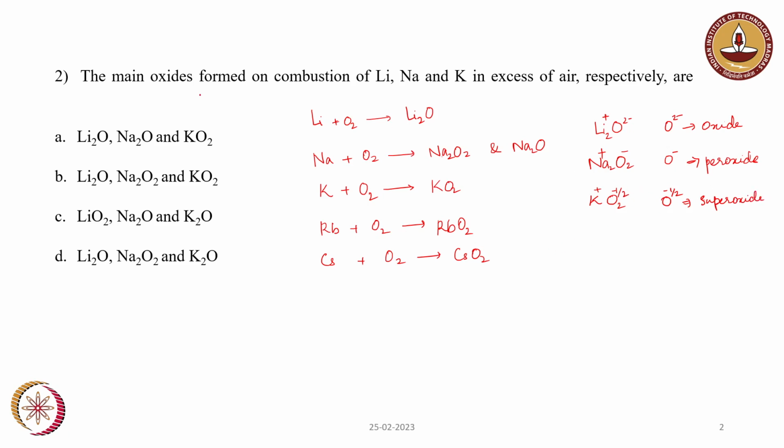So the question was the main oxides formed on combustion of lithium, sodium, and potassium. Lithium forms lithium oxide, sodium forms both peroxide and oxide, and potassium forms only superoxide. So option B will be the answer because sodium mostly prefers to form sodium peroxide. So option B is the answer.